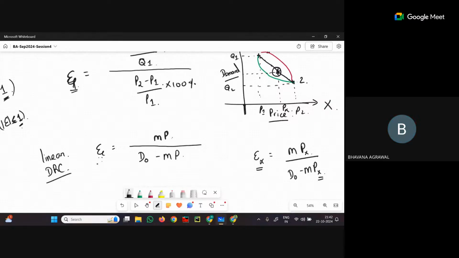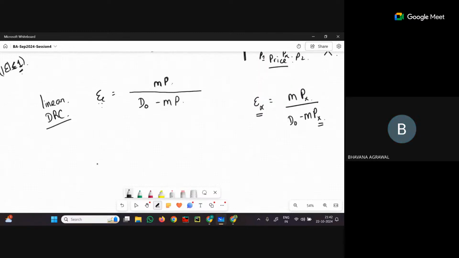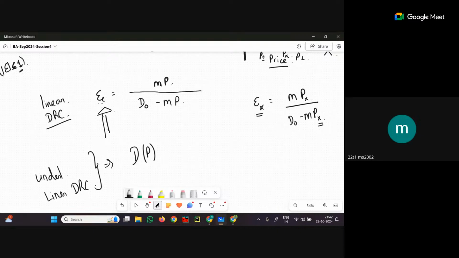So P is price. M is the slope. So this formula comes from an underlying linear demand response curve of the form demand at price P is equal to D0 minus M into P, where P is price and M is slope. What is D0? Market size. It is the market size.